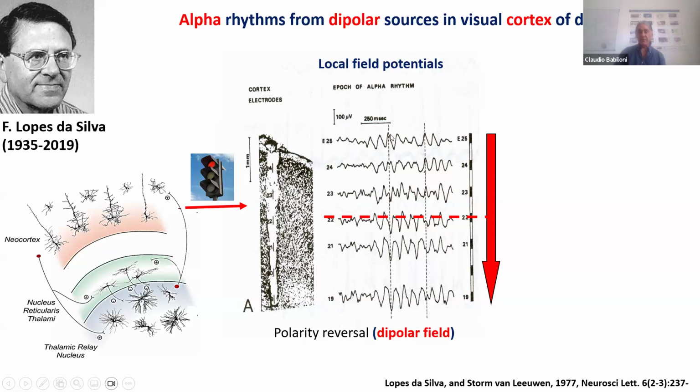So in other words, you see that the higher peaks and the lower peaks are reversed in polarity. And this reversal of the polarity implies a dipolar cortical source in the middle. And so he put about in the fourth layer of the cerebral cortex the source of alpha rhythms.